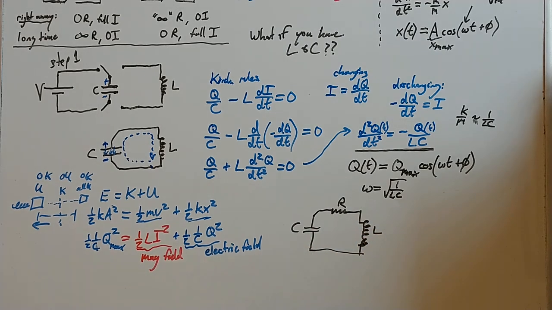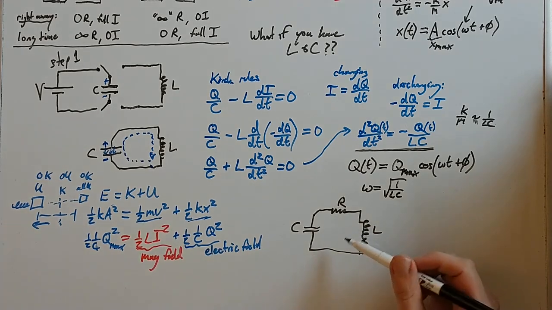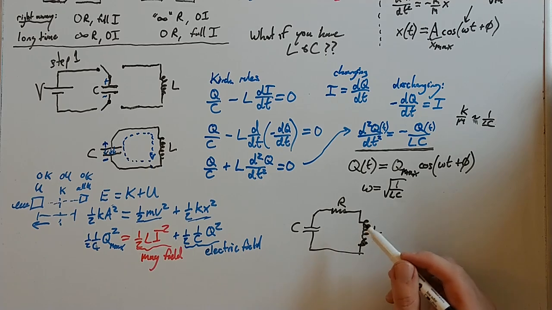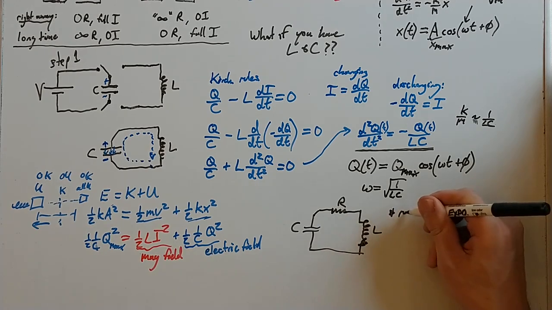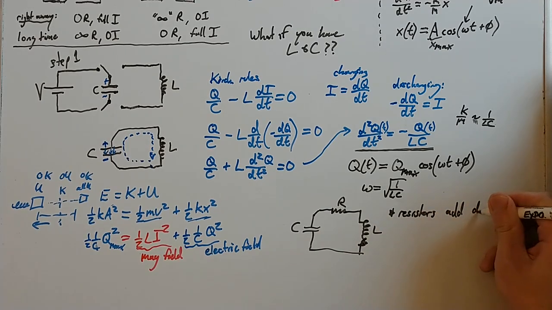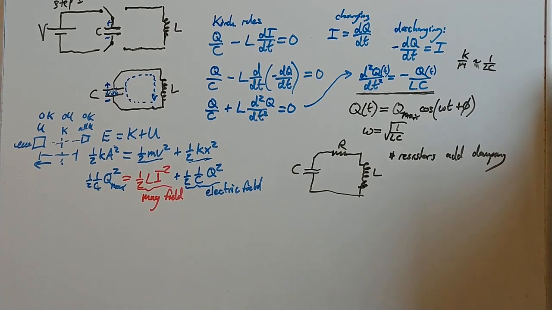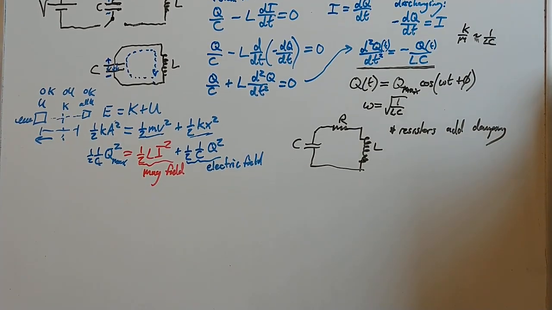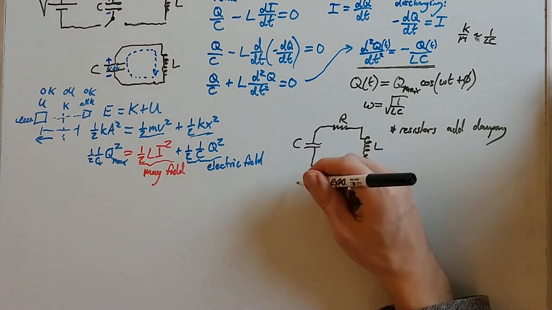Well, resistors resist current, and so what resistors functionally do is add damping to the system. So what does that look like? Well, you might remember damped harmonic oscillators. All right, let's move the board up here so we get a little bit more room.